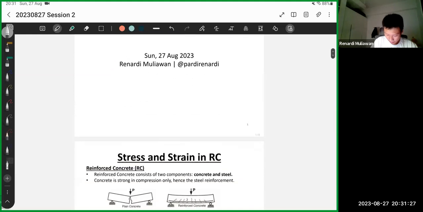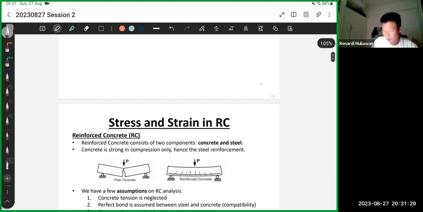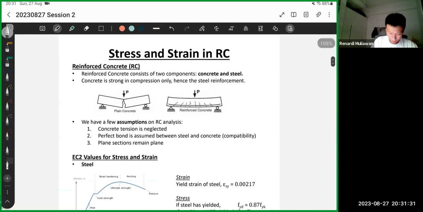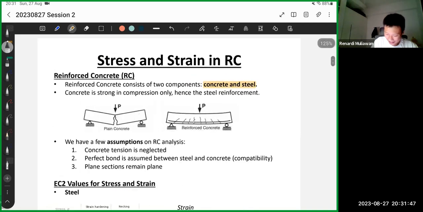So as usual, I'll start with a little bit of theory. When you hear the word reinforced concrete, it's basically concrete which is reinforced by steel. So I think that's common knowledge. Just basically concrete and steel.